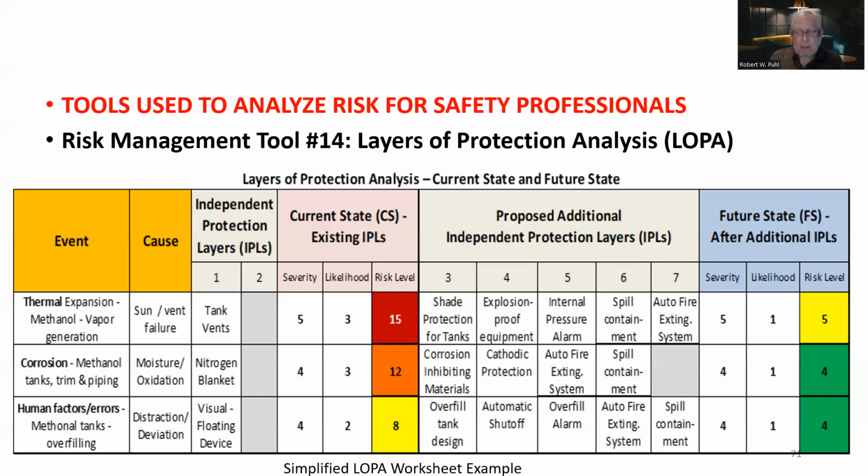So you can see how this is done is a pretty good example. Layers of protection. And what they're doing here, that's what they're doing on 3, 4, 5, 6, and 7. Those are independent layers of protection. So they're different types of controls. Shade protection, because the sun heats up the tanks. So keep it out of the sun. Explosion-proof equipment, internal pressure alarms. There's different independent protection layers or different controls.